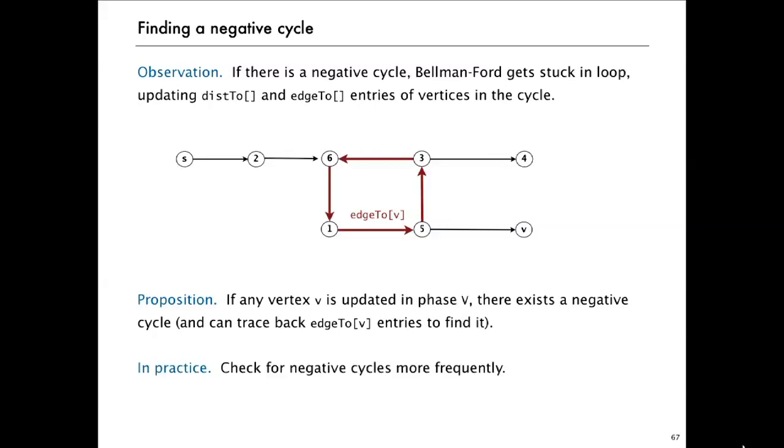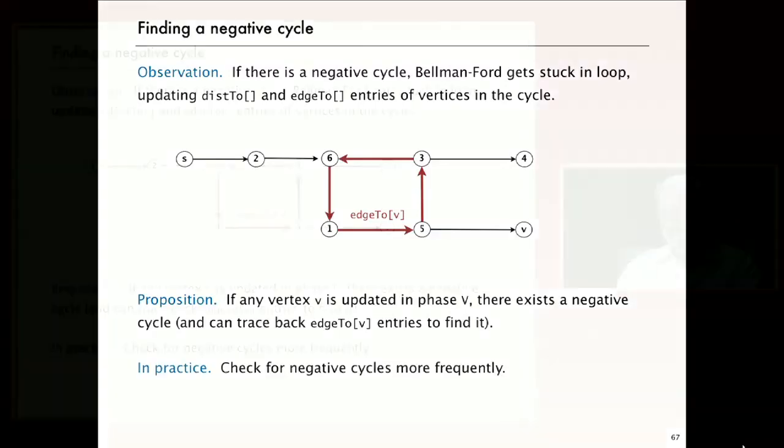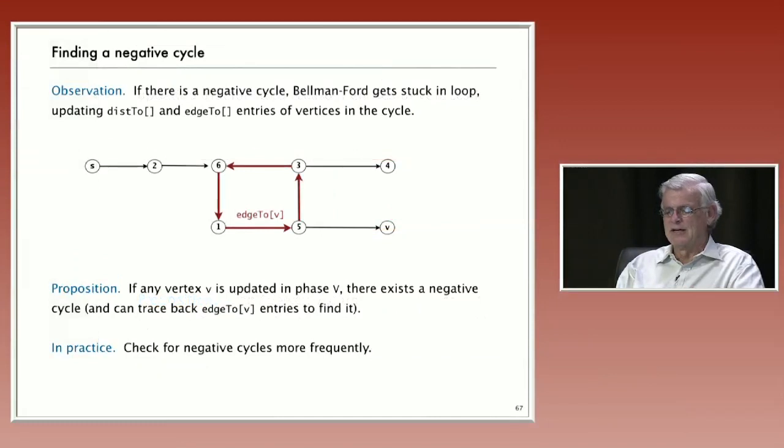So just run the Bellman-Ford algorithm, and if some vertex gets updated the last time through, it means that there's a negative cycle. In practice, actually, you don't have to wait till the last phase. You can check the distTo entries for negative cycles more frequently. But anyway, it's possible to find a negative cycle.